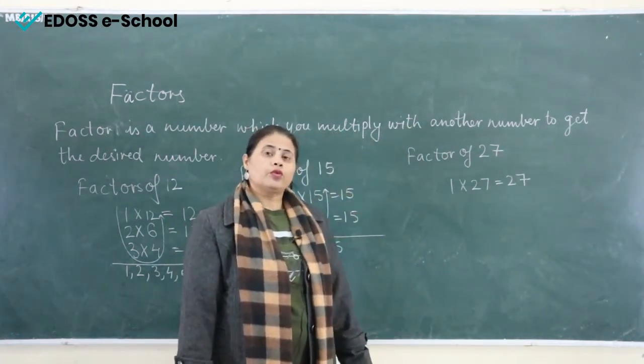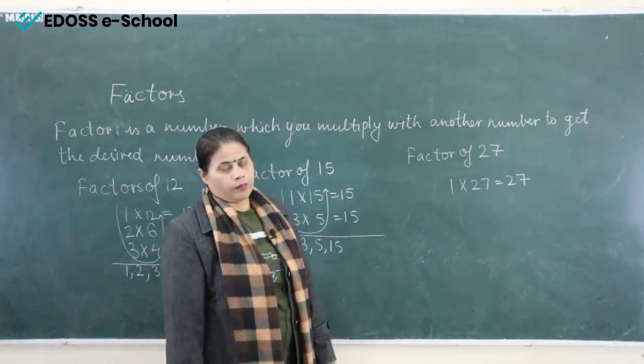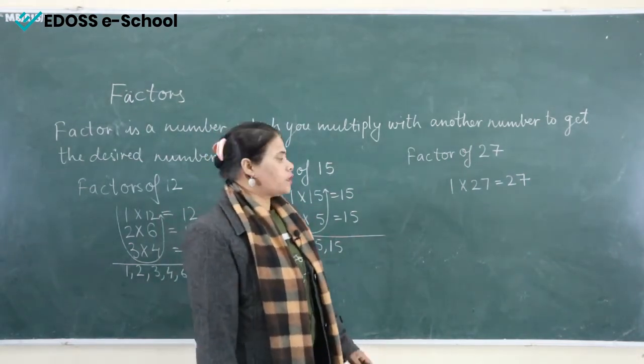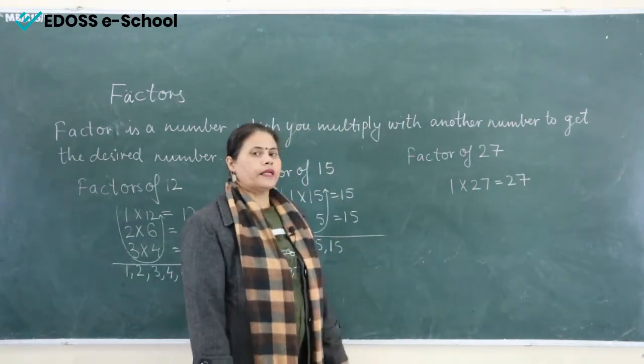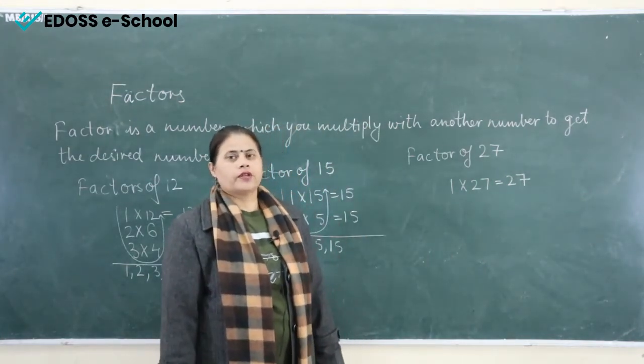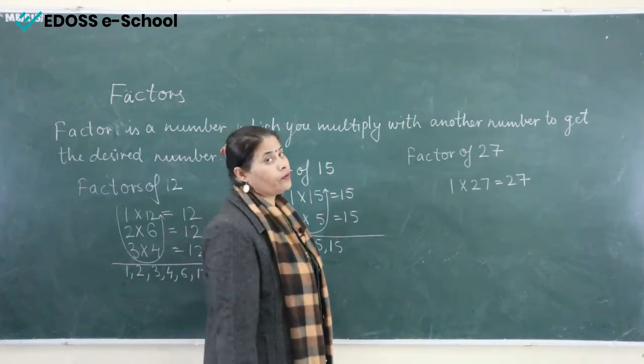In the table of 2, will 27 come? No, because you know that, na, table of 2. So 2 in the table of 2, 27 will not come. Now the next number is 3. After that, 3, yes, in the table of 3, 27 will come.